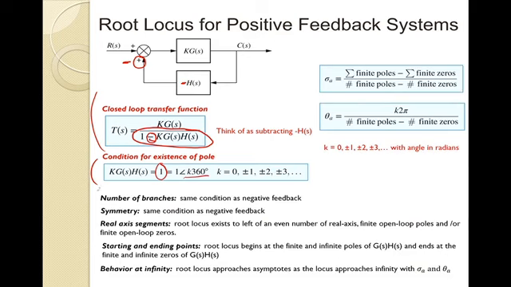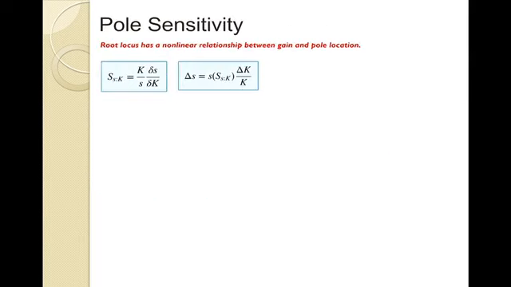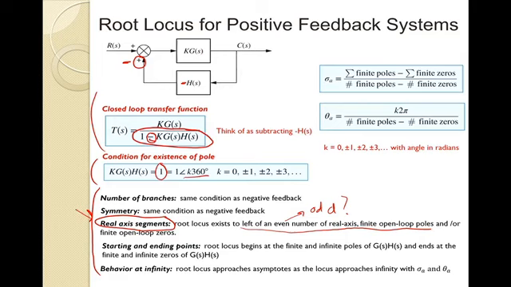Now, what we did was we looked at some of the properties of root locus when we first talked about it. We talked about number of branches and symmetry, and what you'll see for those definitions is the same conditions apply as we had for the negative feedback system. Now, for the real axis segments, I would ask you to go back and look at this definition for the negative feedback system and compare it to here. Was it to the left of an even number, or was this an odd number? I will leave that for you to go back through your notes and see the key differences between the positive feedback and the negative feedback.